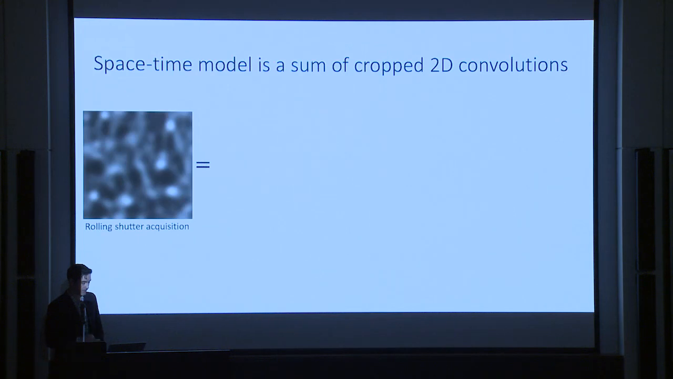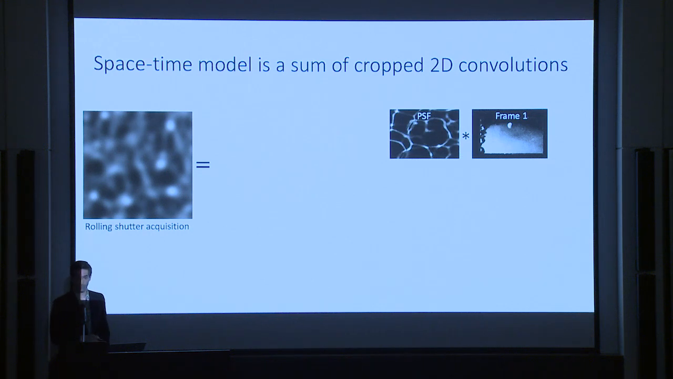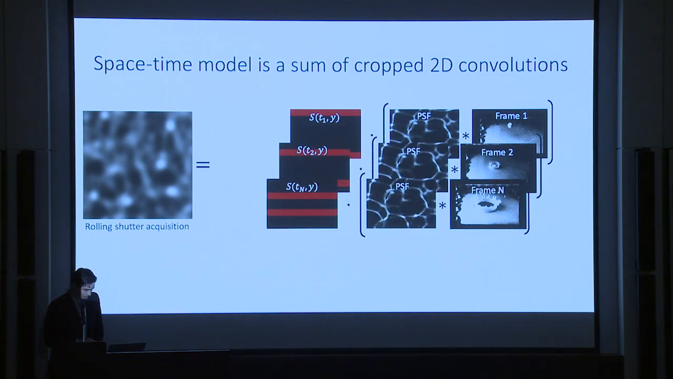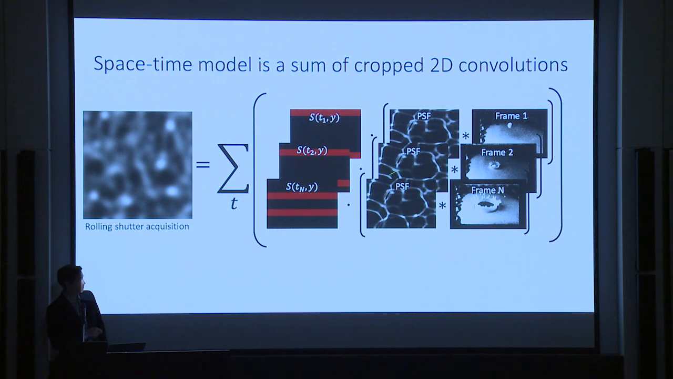Okay, so in math, the complete space-time model is we take the frame estimate at time 1 and spatially convolve it with the caustics, pointwise multiply by the shutter function for time 1, and then so on. And then the result is summed over time. A key point here is that the caustics are not changing with time. It's just the frame and the shutter function that vary. So this is a pure spatial convolution.